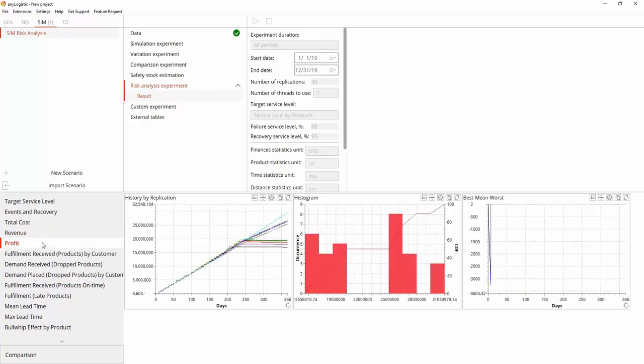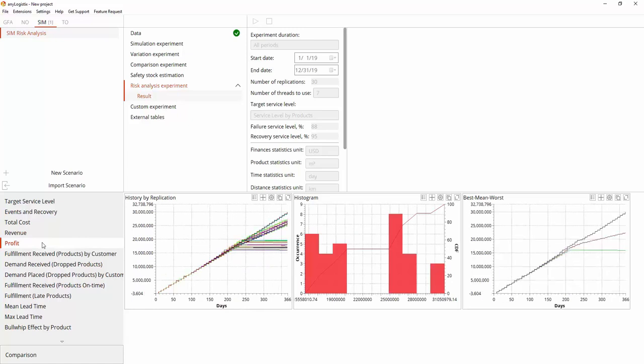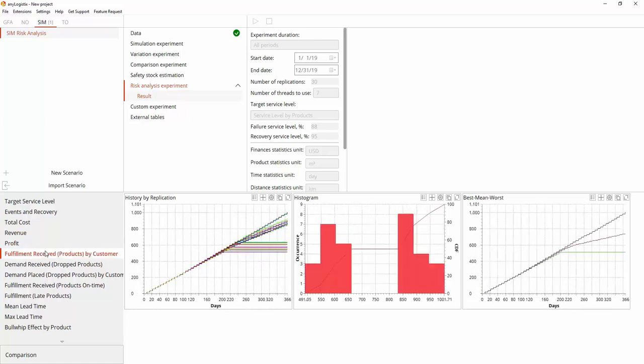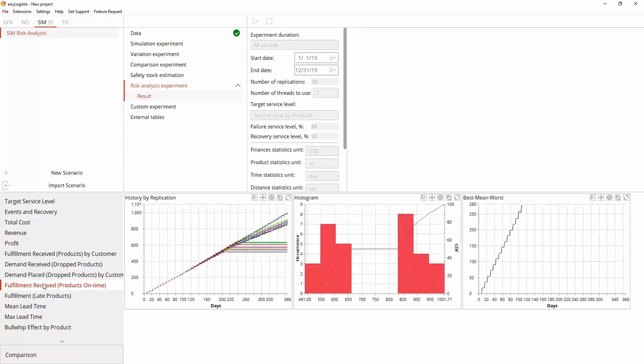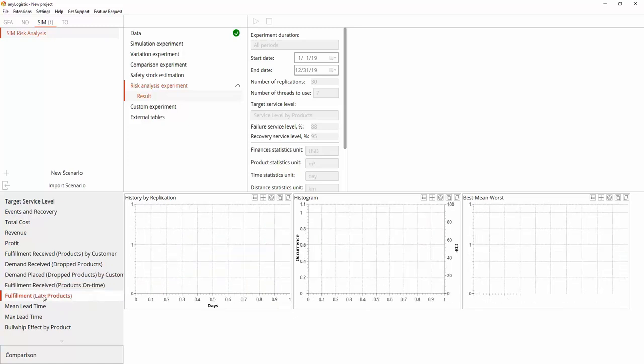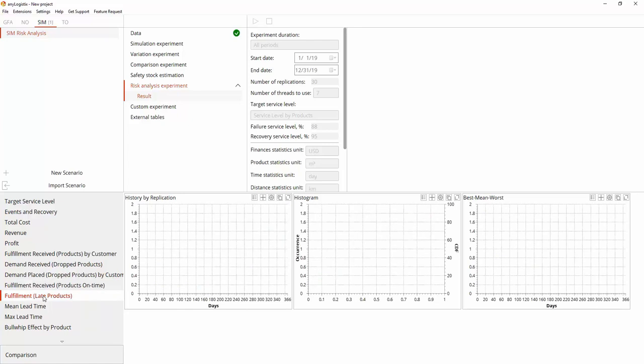Profit, which is calculated as revenue received minus total cost, total quantity of product items received by the customer, number of products contained in the lost orders, product quantity contained in the orders that a customer dropped, the quantity of product items that were delivered, and failed to arrive within the specified expected lead time. As you can see, there were no late orders. This is due to the set back order policy, which means if DC available inventory isn't enough to fulfill the customer order with the required products, the order will be dropped.